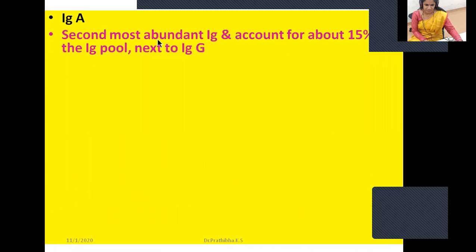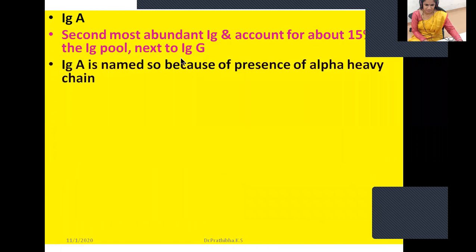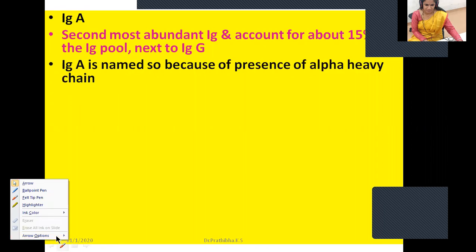IgA, that is immunoglobulin A, is the second most abundant immunoglobulin and accounts for about 15% of the immunoglobulin pool, next to immunoglobulin G. Okay, because the highest percentage is immunoglobulin G. IgA is named so because of the presence of the alpha type of heavy chain. A stands for alpha because in the heavy chain there is an alpha type of amino acid sequence, so they mentioned that as the alpha type. Hope you understood here.